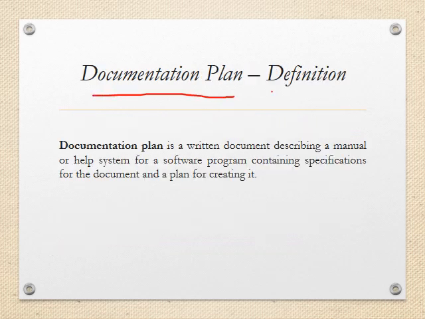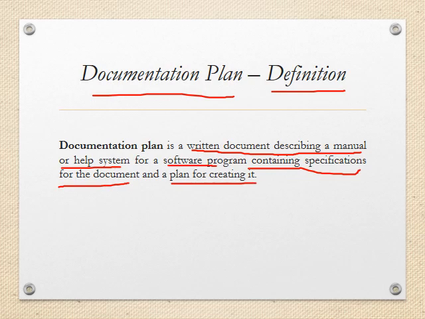Documentation plan. The general definition: the documentation plan is a written document describing a manual or help system for a software program containing specification for the document and plan for creating it. فإذا بنطلع على الديفينيشن بتكون from 2 parts. الفيرست one اللي هو content specification، والسكند thing البلان for creating it. ومثل ما حكينا سابقا انه any documentation plan بتتكون من either development plan اللي هي content specification او البروجكت بلان اللي هي المانجمنت issues او المانجمنت rule.